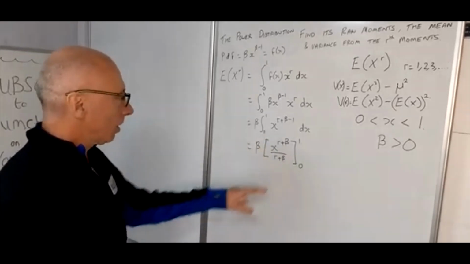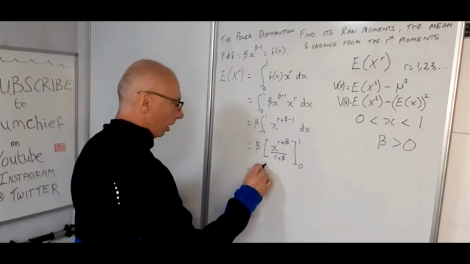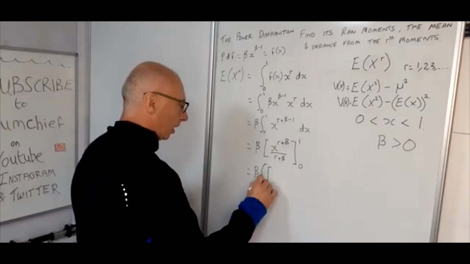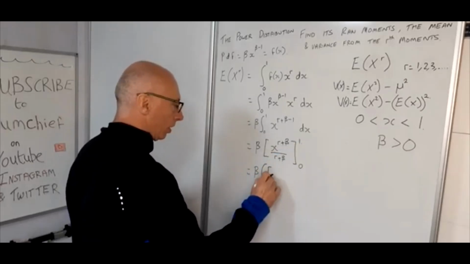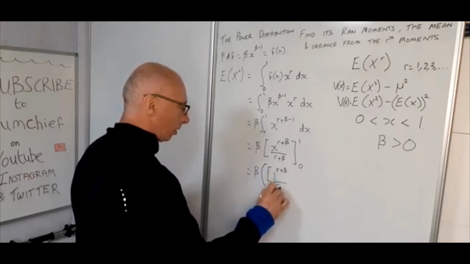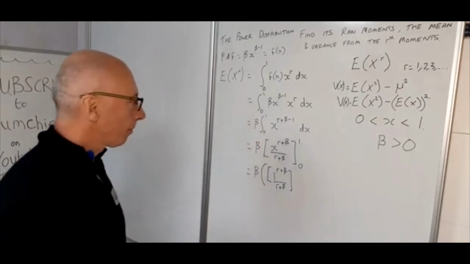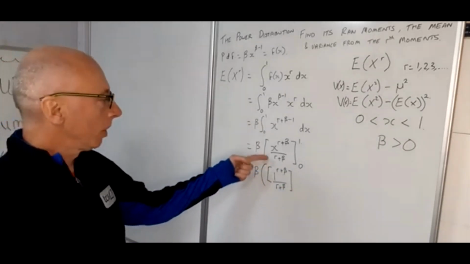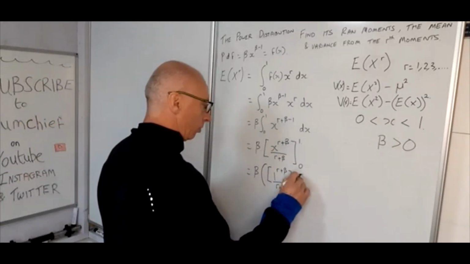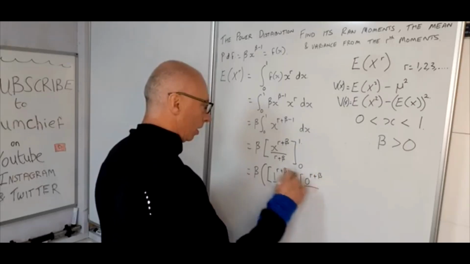Okay, so where we see an x, plug in a 1. So multiply by beta for the whole thing, so put a big bracket around everything. So the first one, x is 1, so we've got 1 to the power of r plus beta over r plus beta. So that's when x is 1. And now what we need to do is plug in for when x is 0. So now we're going to subtract 0 to the r plus beta over r plus beta.